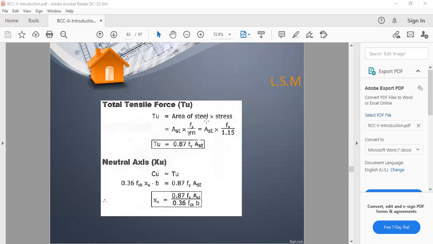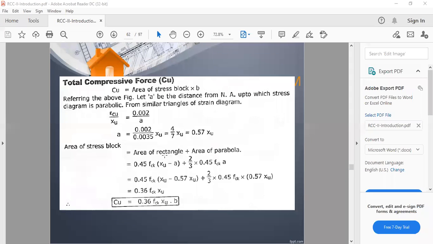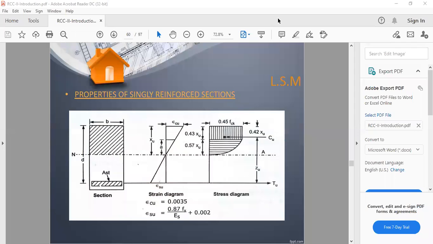As I told you, how to calculate the neutral axis. To calculate the neutral axis, you should first know Cu and then Tu. Both are equal and opposite. Based on this Cu and Tu, the compressive force as well as the tensile force, depending upon these two values, you will be able to find the distance of this neutral axis.